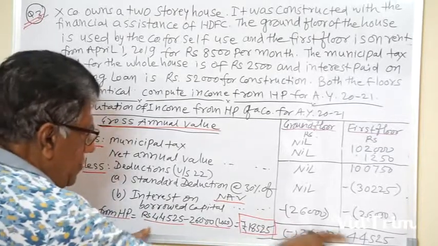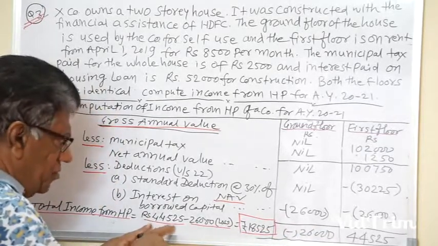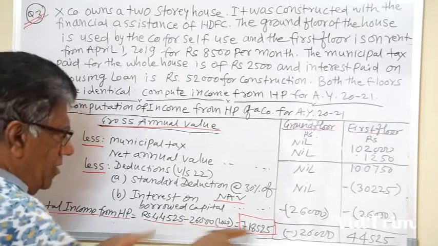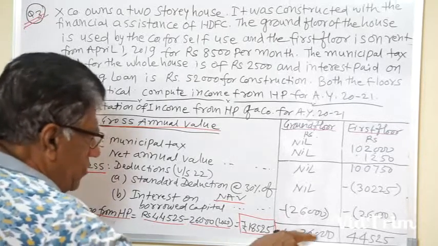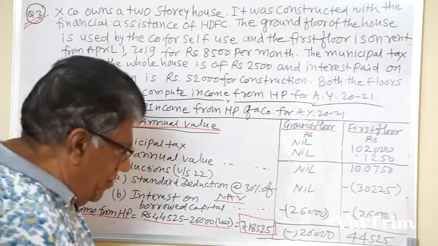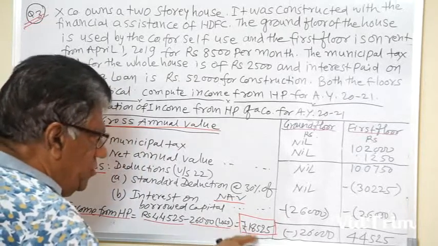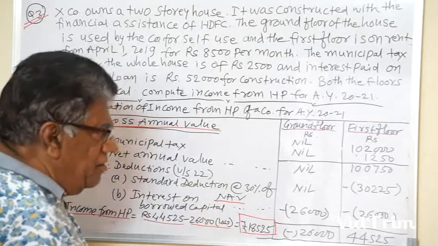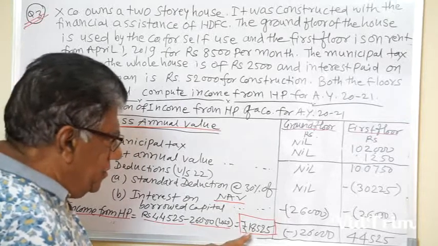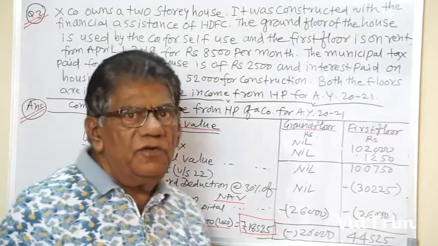So total income from house property is derived like this. Income should be taken first, 44,525, minus 26,000 loss of the self-occupied property. If you deduct it, you will get the net income from house property, that is 18,525. Okay.